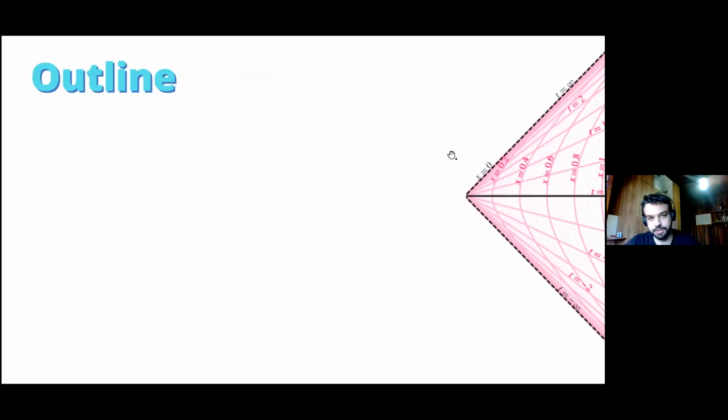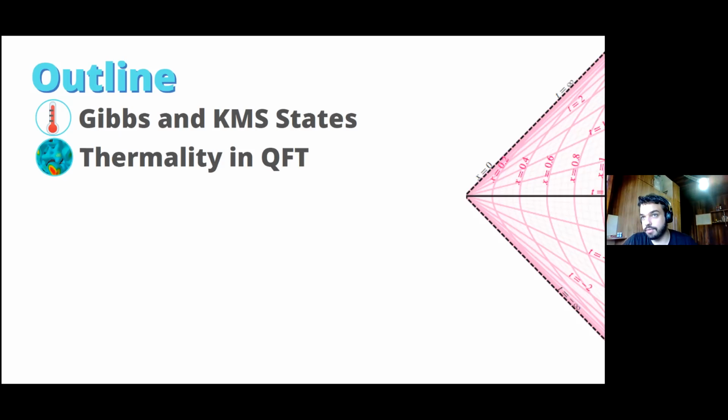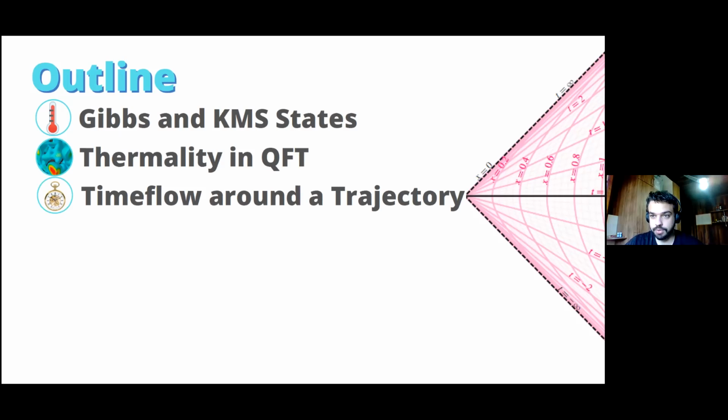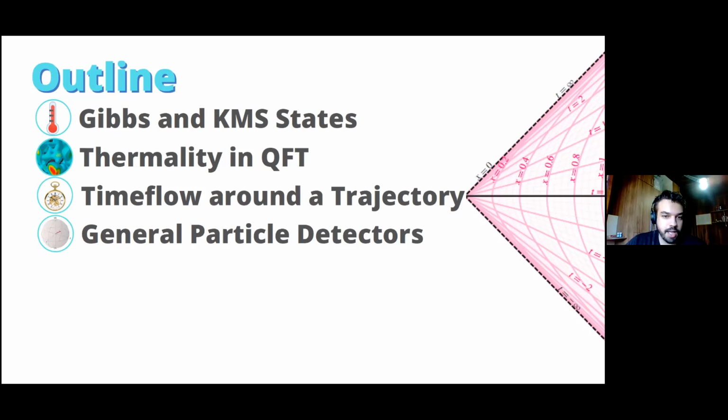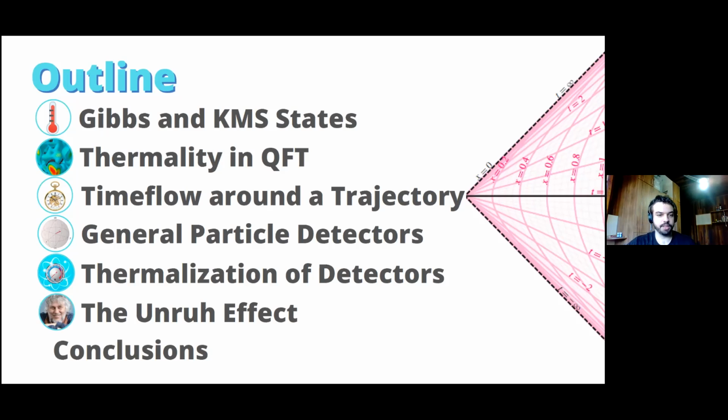The outline of the talk. This talk is going to be split into six parts. First, I'm just briefly going to talk about Gibbs and KMS states, just briefly review the notions. Then we're going to talk about thermality in QFT from a perspective that perhaps some of you haven't seen before, hopefully. Then we're going to talk about how to introduce a time flow associated to a trajectory in spacetime. And then we're going to talk about what I am calling general particle detectors, but we should discuss the name later. Then we're going to talk about the thermalization of these models. And finally, we're going to apply it to the Unruh effect, and then we're going to go into the conclusions.